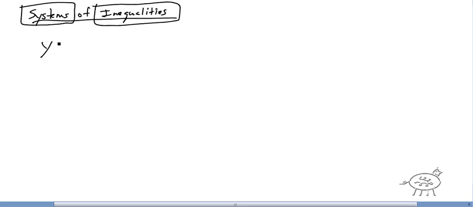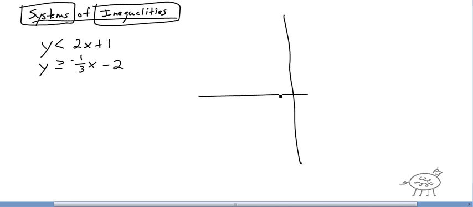If I give you guys y is less than 2x plus 1 and y is greater than or equal to negative 1/3 x minus 2, well, basically these are already solved for y, so you're going to graph them. And I graph the first one. Now I don't have to worry so much about where they intersect. If it's an equal to sign, then you have to be concerned about getting the exact intersection point. So I really just need to plot 2 points for each one of these.